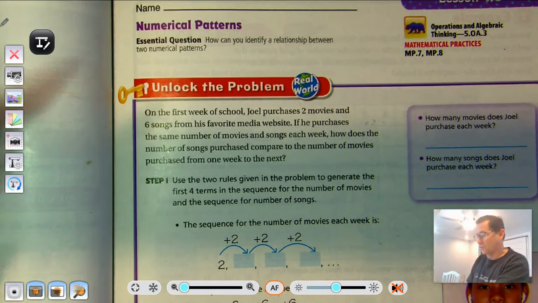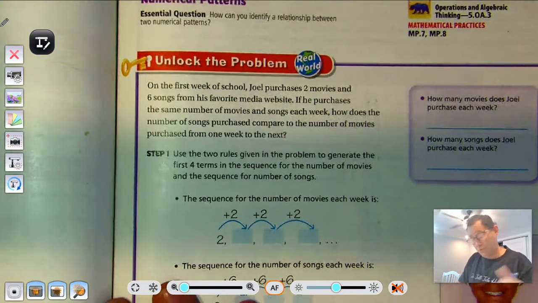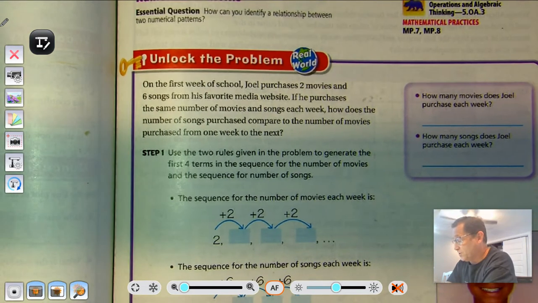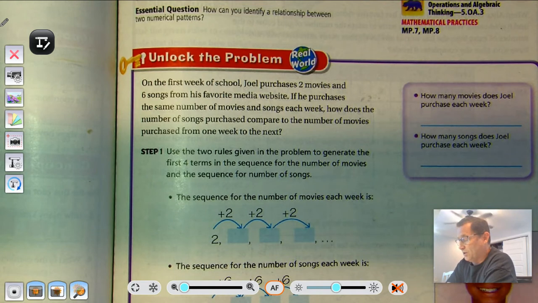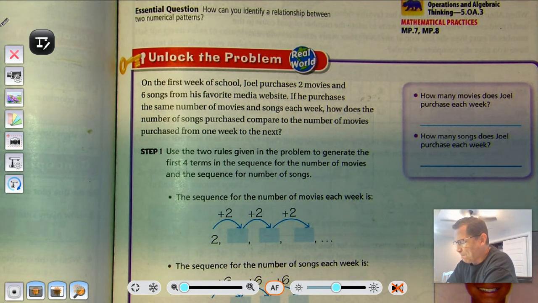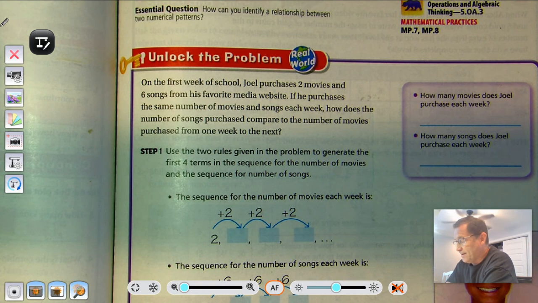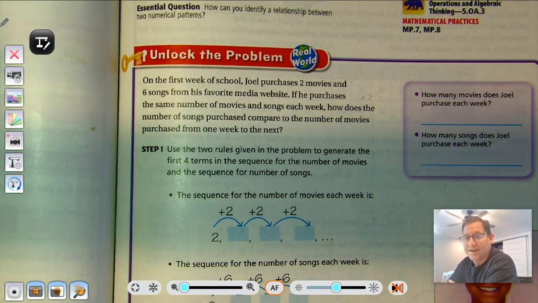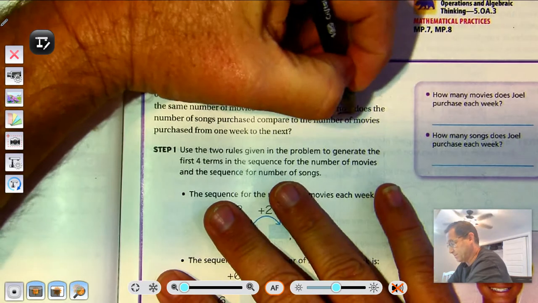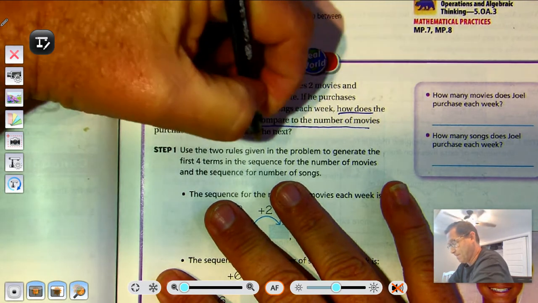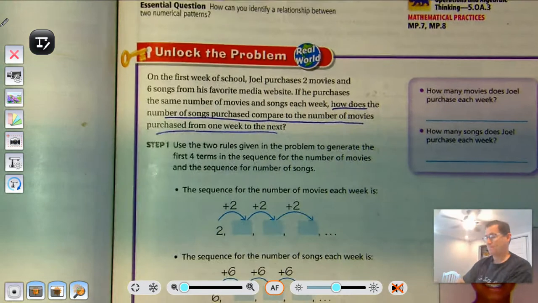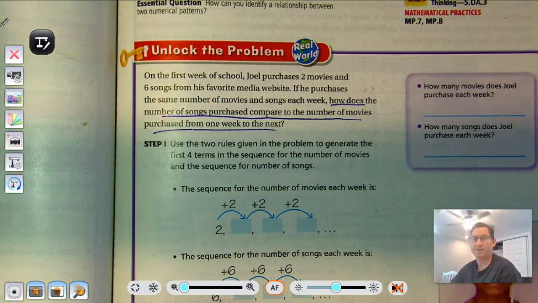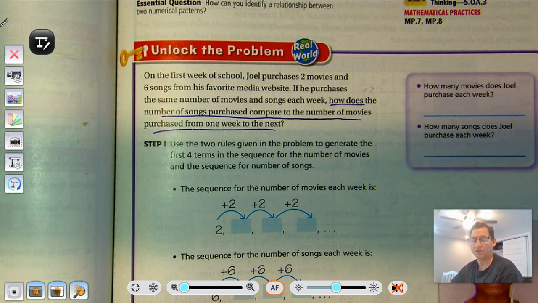All right, so let's look at the unlock the problem. On the first week of school, Joel purchases 2 movies and 6 songs from his favorite media website. If he purchases the same number of movies and songs each week, how does the number of songs purchased compare to the number of movies purchased from one week to the next? All right, so we need to figure out how the songs purchased compared to the number of movies purchased.